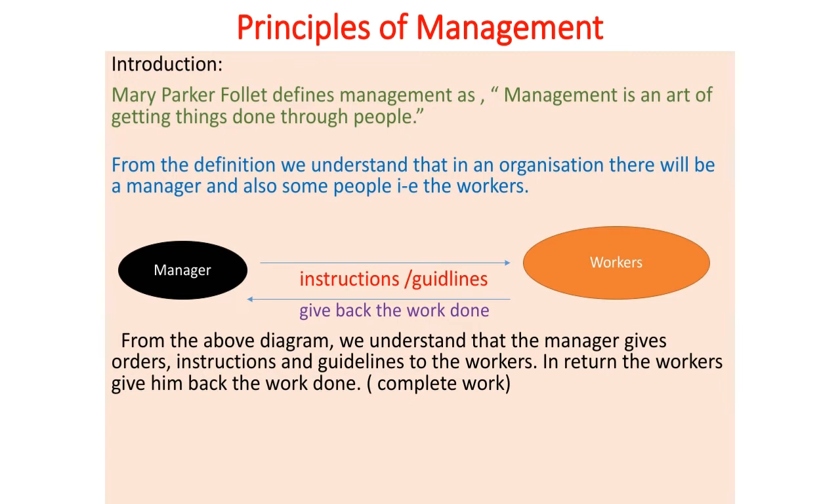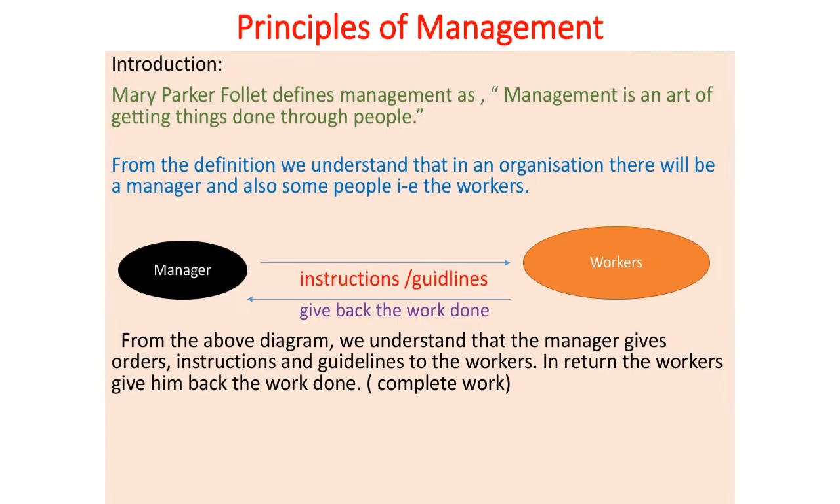Kyun karta hai wo is tarha se? Why does the manager do like this? To give the instructions and guidelines, is tarha se kyun karna padta hai manager ko? Because he has got one motive. What is that motive? What is his purpose of giving instructions and guidelines to the workers? He has one big motive, that he wants to get the work done. Manager kaam karwana chahta hai workers se. Isliye wo instructions deta hai, guidelines deta hai.